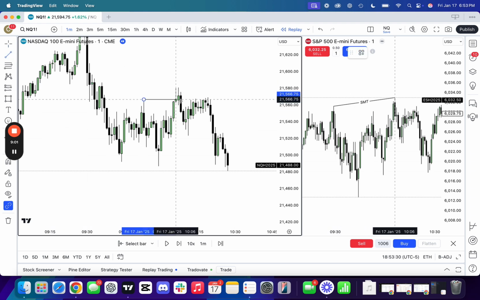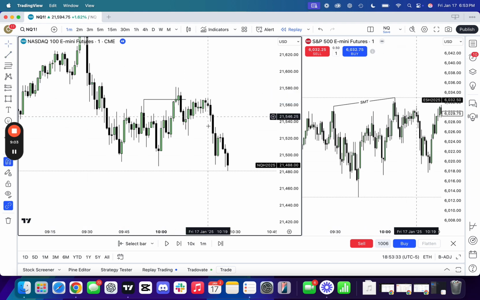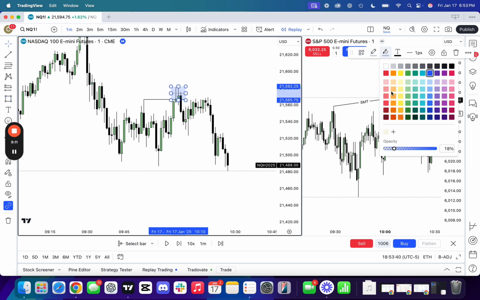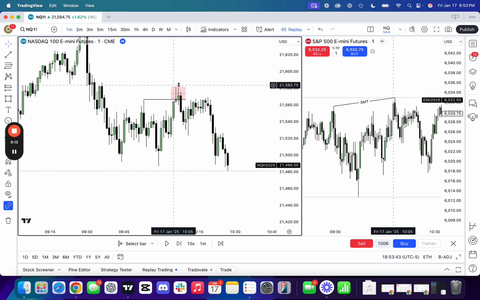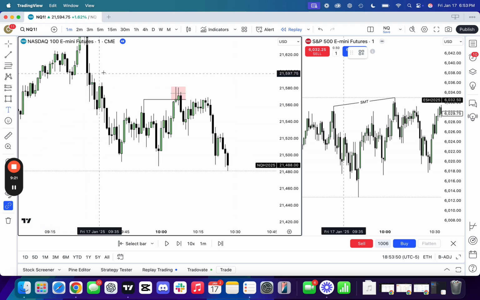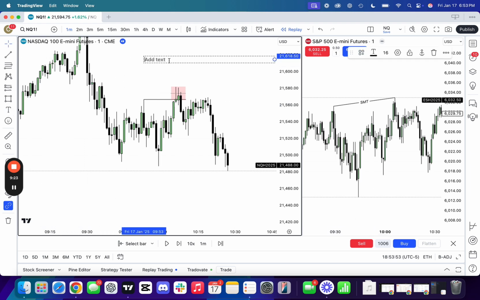You see price take this high right here. So what is this considered? This, my friends, is considered manipulation. How does price move? Have you ever heard of the power of three? What is the power of three? Power of three, AMD, right? Accumulation, manipulation, distribution.